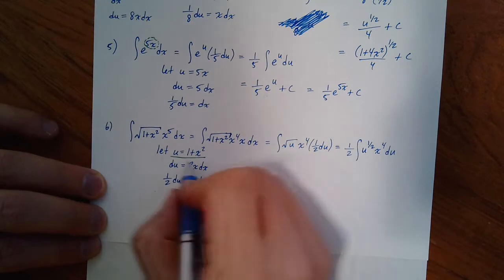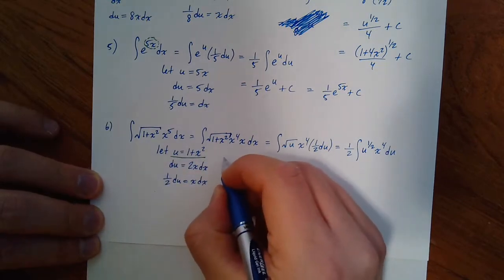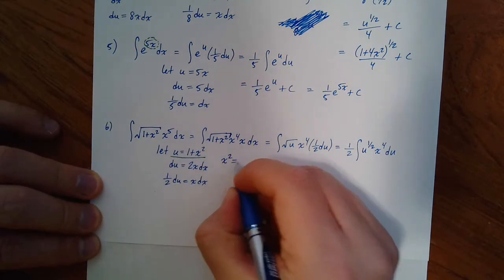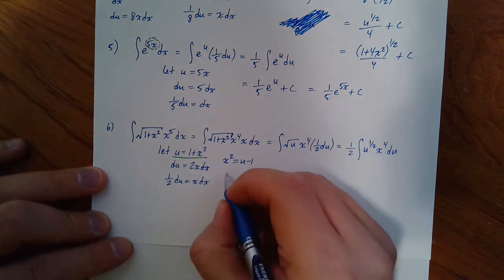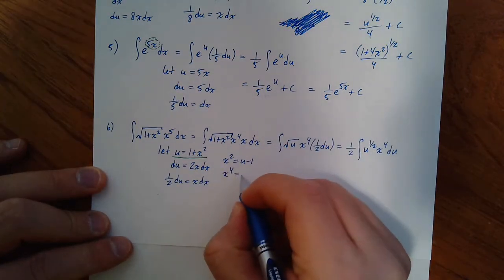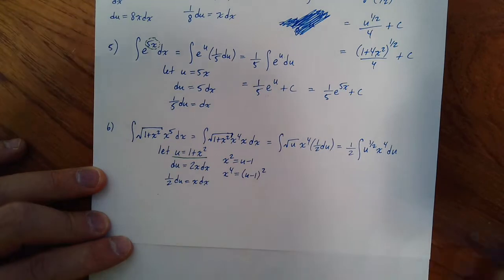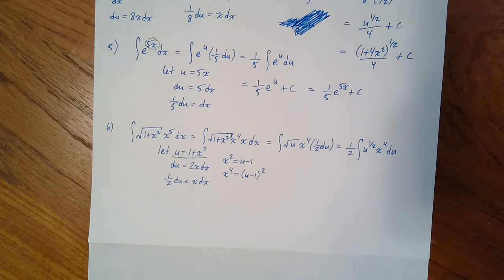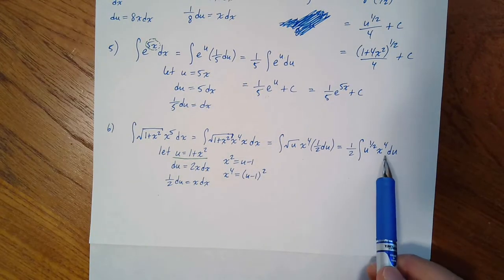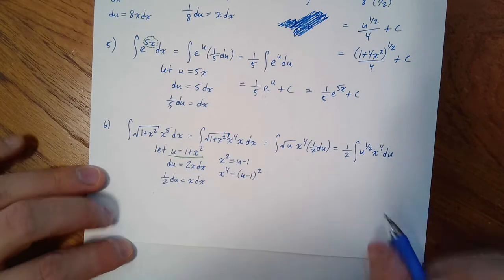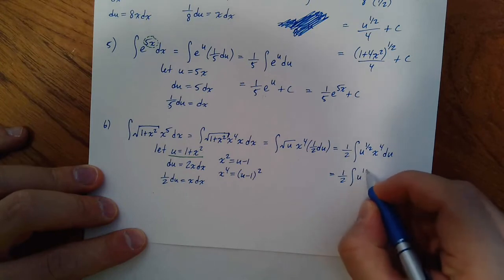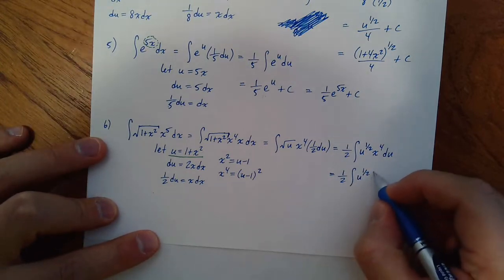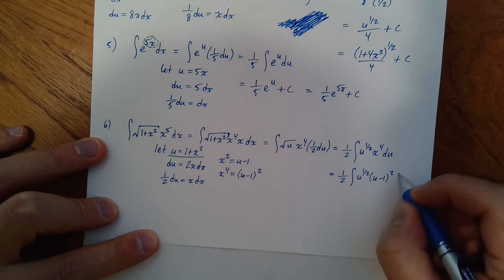Let's try this. Let's solve this for x, or at least partway solve it for x. So if I solve for x squared, I get u minus 1. And then if I square both sides of this, I'll get x to the 4 is u minus 1 squared. And that's the key. That's how we can deal with this. Just plug in u minus 1 all squared for x to the 4. So you're going to get 1/2 u to the 1/2 times u minus 1 squared.